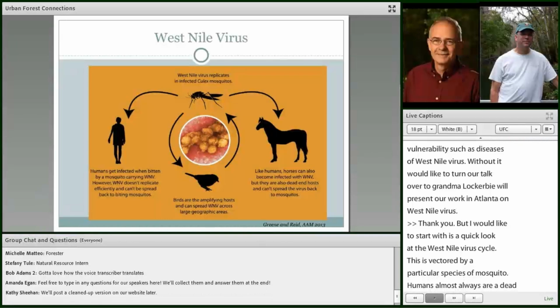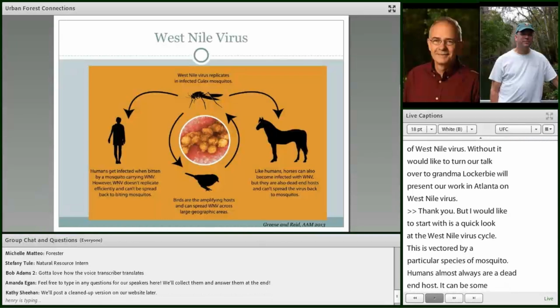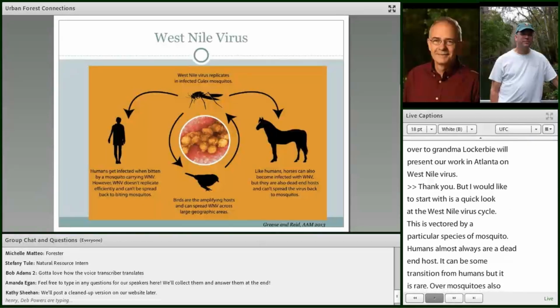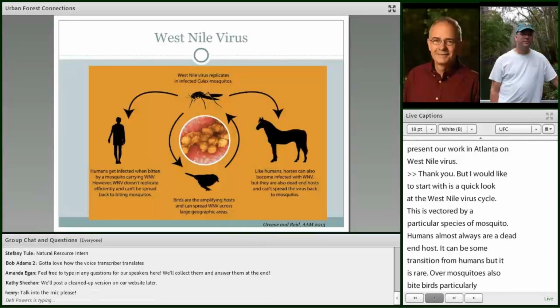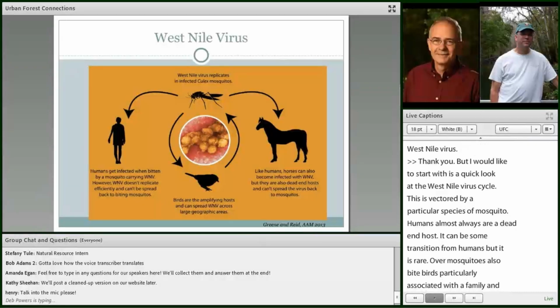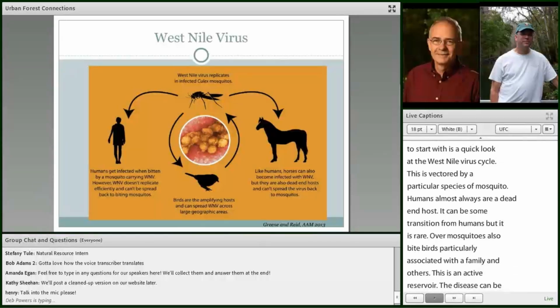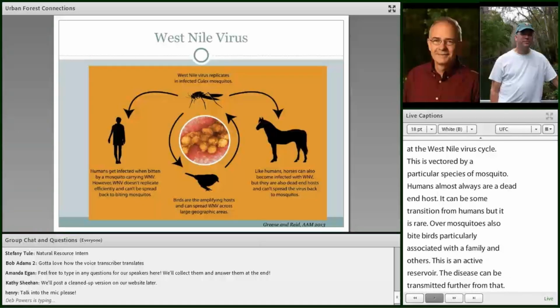However, mosquitoes also bite birds, particularly associated with the family corvid. And this is an active reservoir. The disease can be transmitted further from them. Mosquitoes also can bite horses. That is also a dead-end reservoir. So we're going to talk a lot about the factors that influence this cycle today.